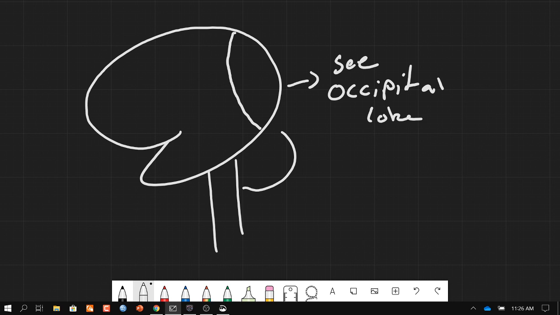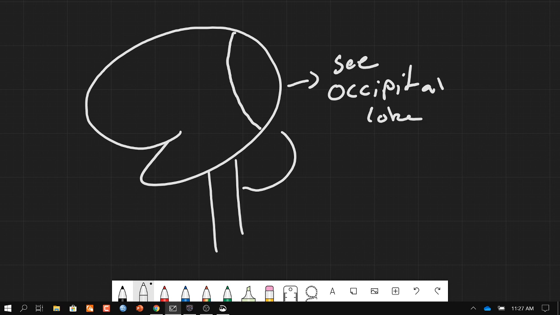What's interesting is that in the occipital lobe, the left side of the world is seen by the right occipital lobe. The right side of the world is seen by the left occipital lobe. There's a reason for this, and we'll get there in a little bit. But your world is backwards compared to the way that you actually are. Why? We'll explain that in a few minutes.